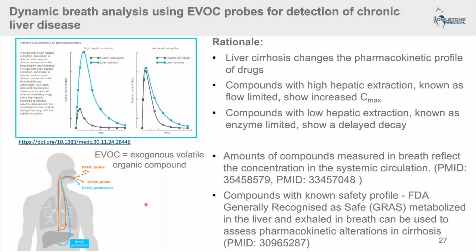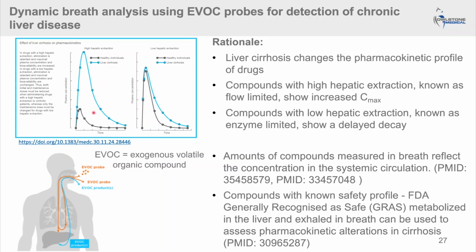Moving on to the volatile organic compounds for liver disease. We tested a different approach. In particular, we used exogenous volatile organic compound, or EVOC, probes to assess liver function. We administered the compound and then measured the compound itself or the hepatic bioproduct. This approach relies on the already well-established pharmacokinetics of drugs in subjects with cirrhosis.